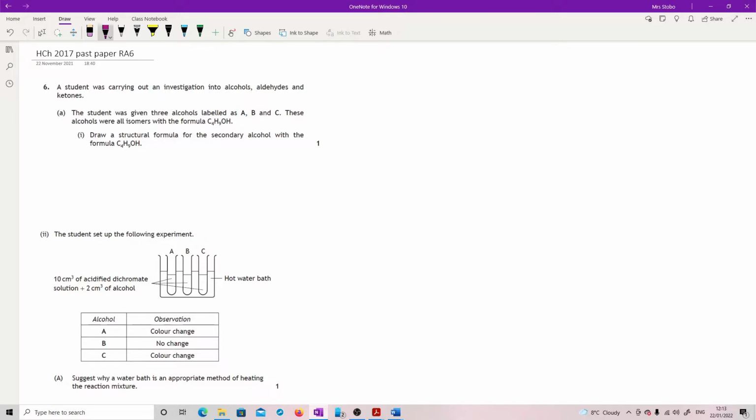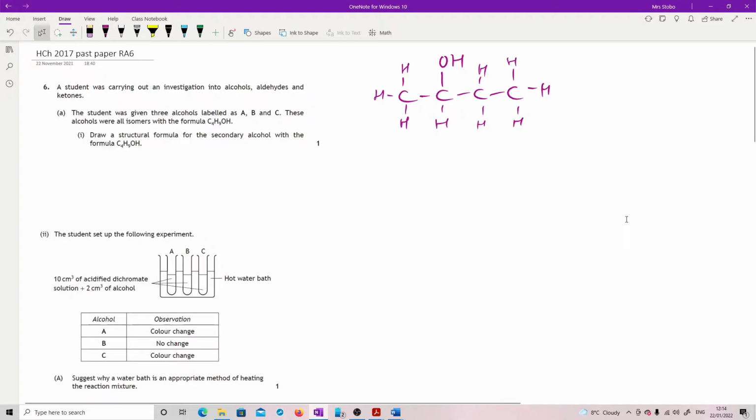Okay, so secondary alcohol, let's give four carbons in here. And I need an OH off a carbon which is attached to two carbons. Fill in the rest. And that's you. Butan-2-ol, if we're looking for a name, but it doesn't want the name. It wants the structure. Don't name it.